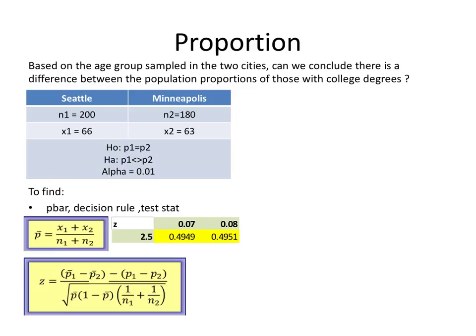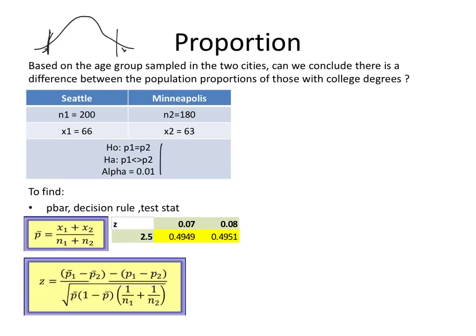Based on the age group sampled in the two cities, can we conclude there is a difference between the population proportions? So, is there a difference? In class we always draw our normal distribution, or draw what we're looking for here. Looking at the hypothesis statements, one is that they're equal in the null, and the alternative is that they're not equal. So one might be higher, or might be lower. So we're going to have rejection regions on both ends, right?